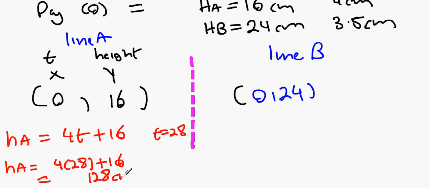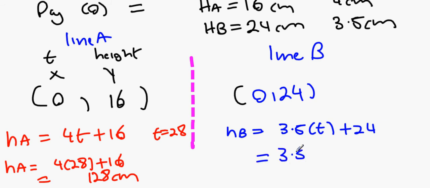And plant B, the height of B after all those days, is 3.5 multiplied by t plus 24, so it grows 3.5 per day. So 3.5 multiplied by 28 is how much it grows by, plus the original height of 24.